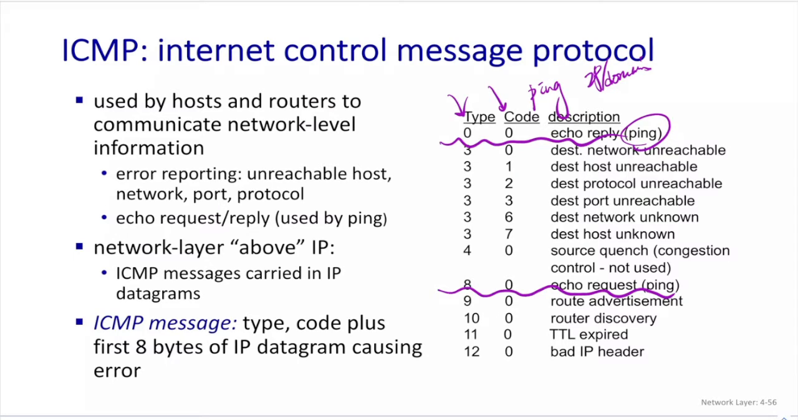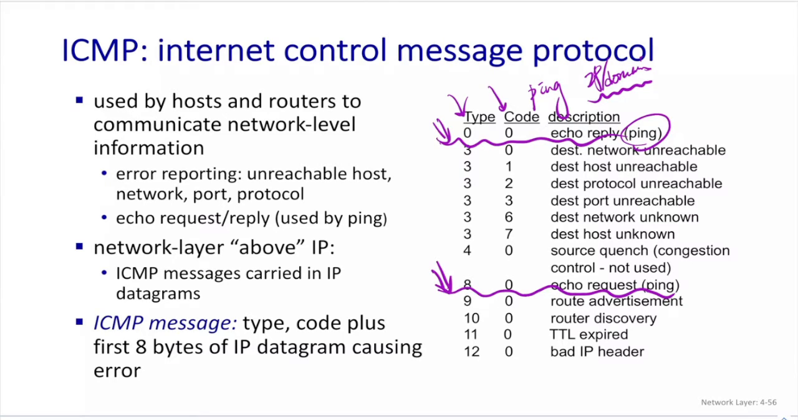So after this HTTP server receives your ping, your message is 8 and 0. The HTTP server will reply to your ping with 0 and 0, and the packet will be routed again back to your host. So you can simply use the ICMP protocol, this ping utility, to check if the route between you and your destination is good or not.